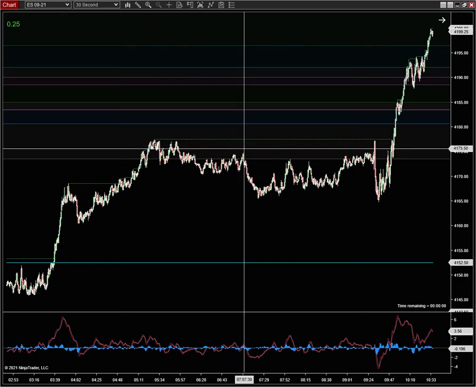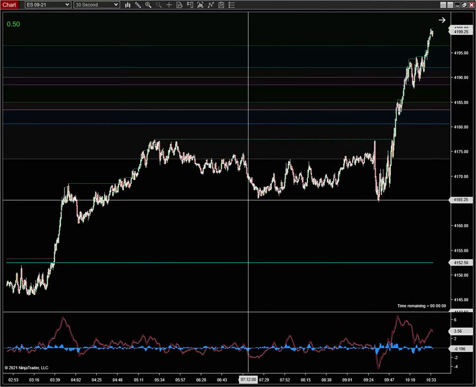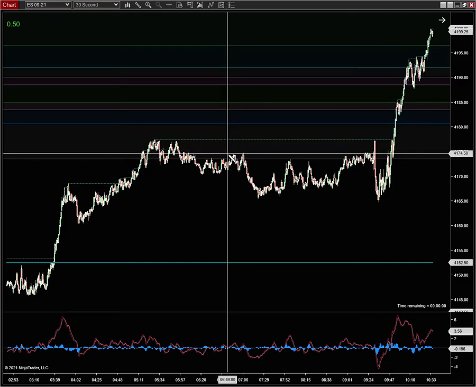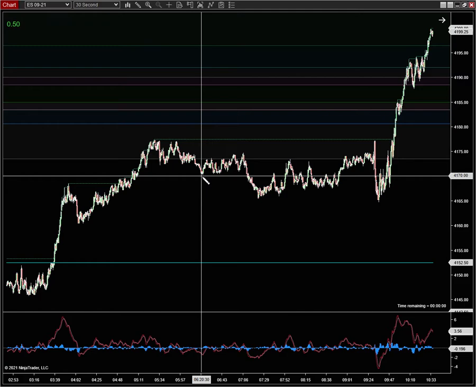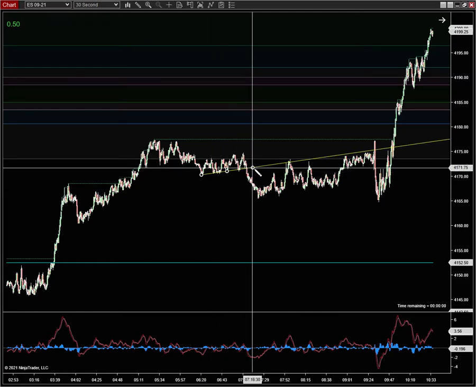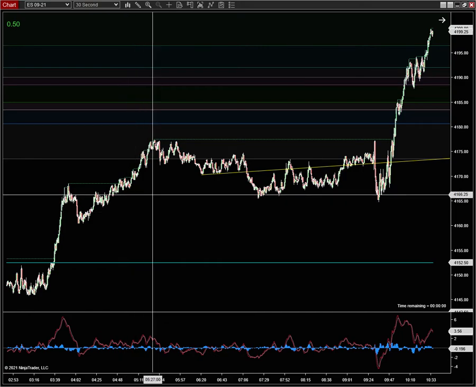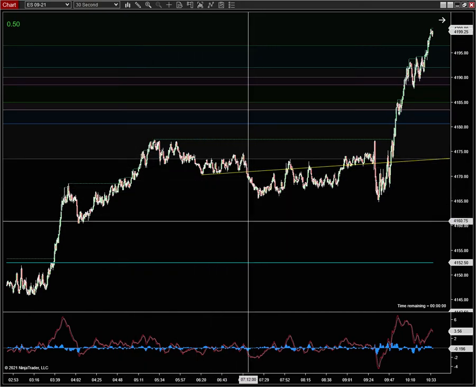Another trend line. Oops. Well, actually, you know what? Here's a good trend line right there. So it breaks that trend line. You could take the break of the trend line and trade it.